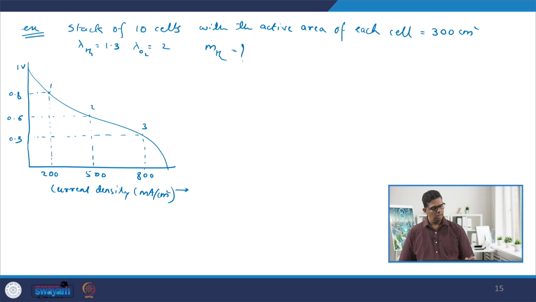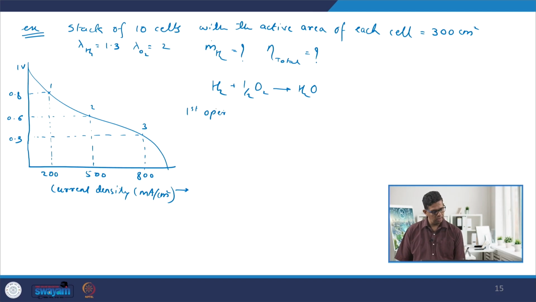So, we need to find out the flow rate required at these 3 points as well as the total efficiencies at these 3 points. So, let us first write our equation of the fuel cell, which is 1 mole of hydrogen combining with half mole of oxygen giving 1 mole of water. So, this is our conversion reaction. Let us take the first point. So, first operating point.